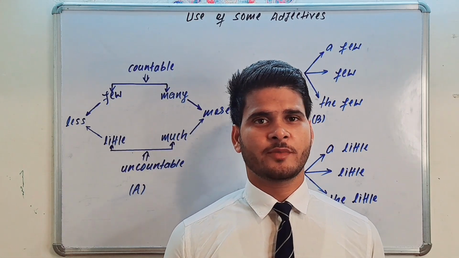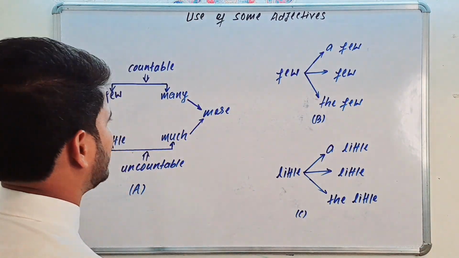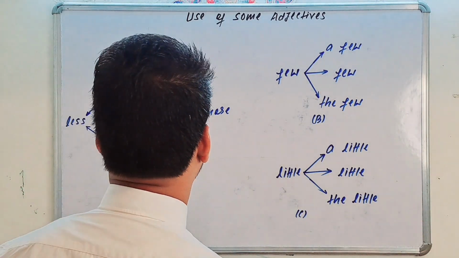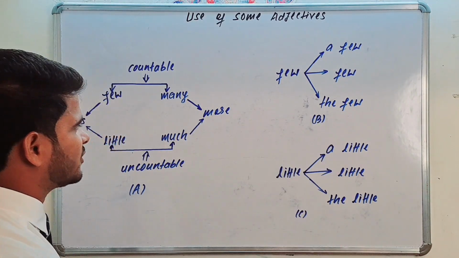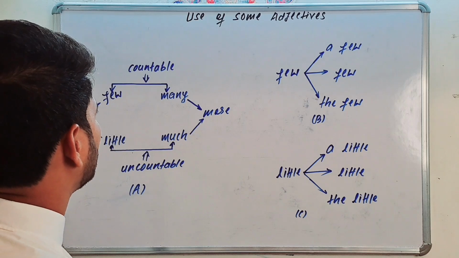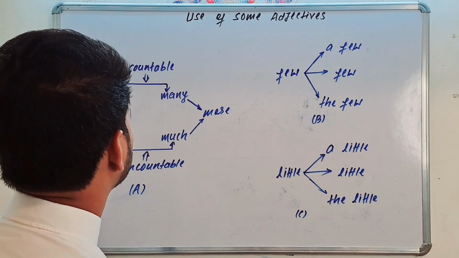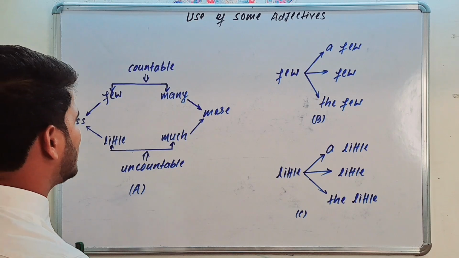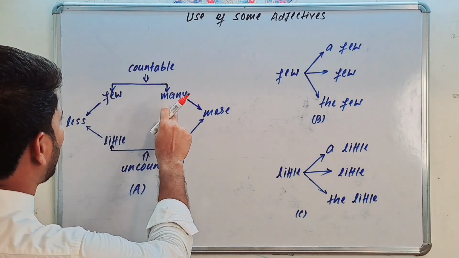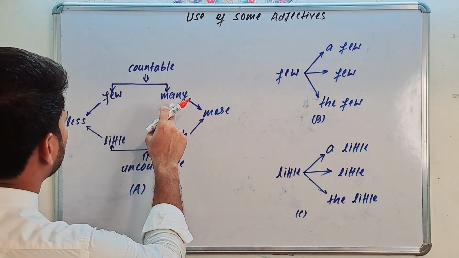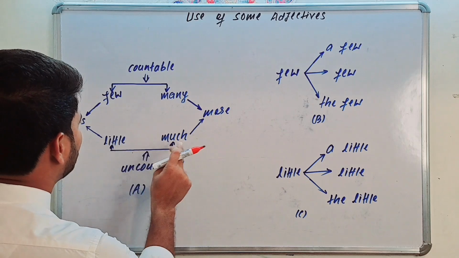Now let's come to the topic. So here we learn the use of some adjectives, and I have written here image A, image B and image C. I'm going to tell you the use of all these adjectives. So first, see image A. In image A I have written few, many, little, much.